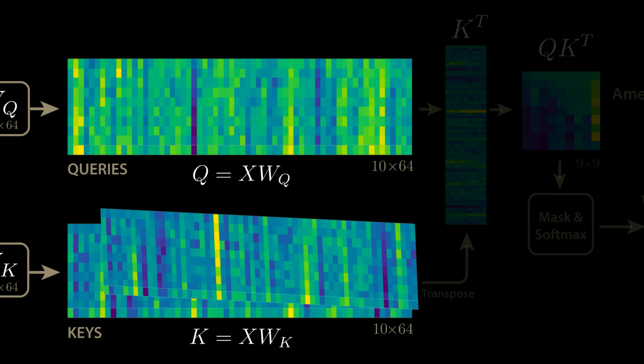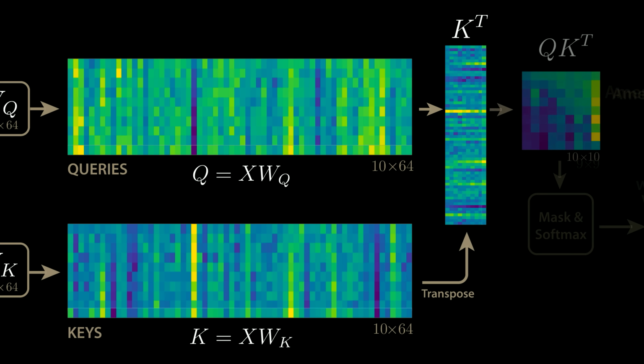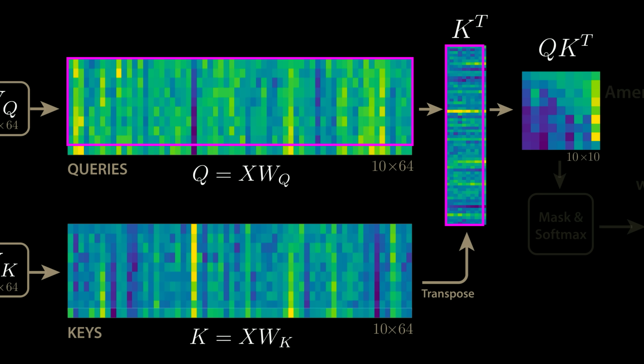Transposing our keys and multiplying by our queries to compute our new attention pattern, note that the first 9 rows of Q and the first 9 columns of K transpose are unchanged. This means that the upper left 9x9 matrix of our attention pattern will also be unchanged. And we only need to compute a new final row and column to arrive at our new 10x10 attention pattern.